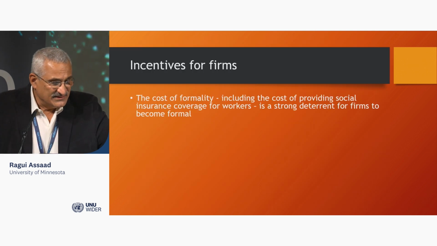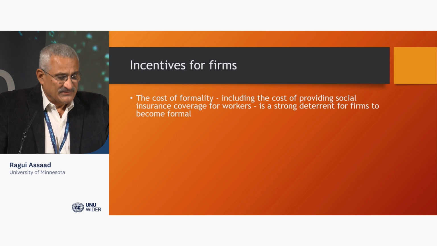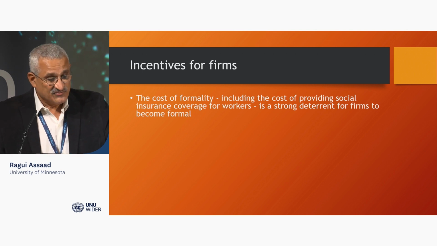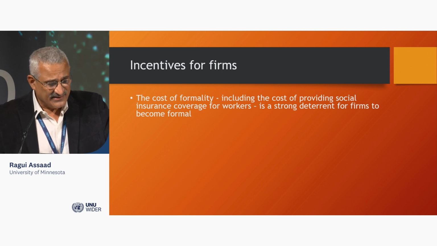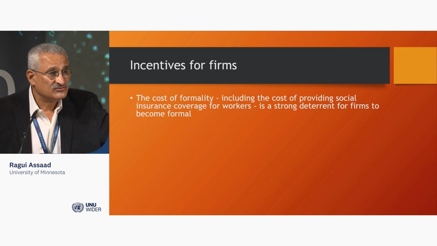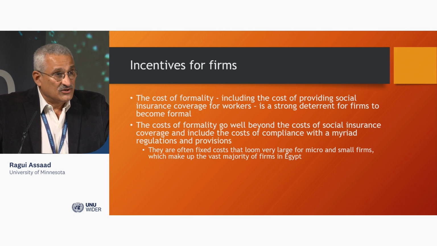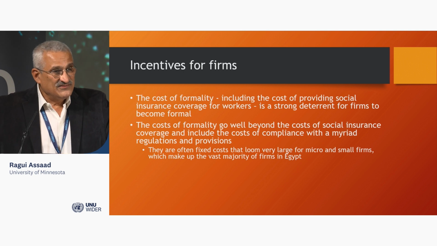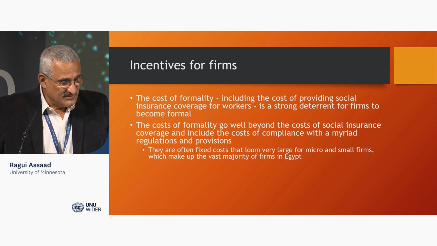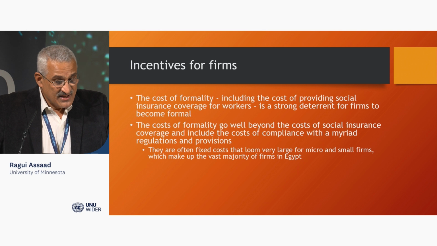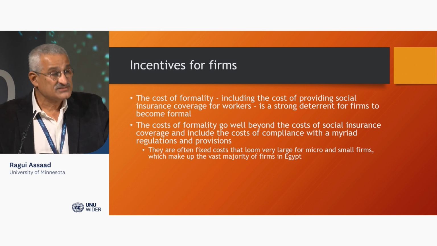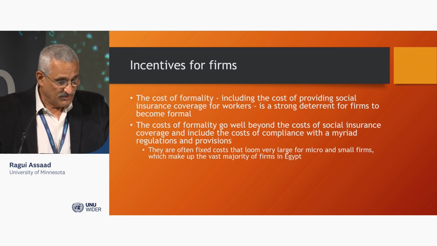So incentives. The cost of formality is high for firms, and the cost of providing social insurance, especially for low-wage workers, is quite high. It's been reduced a little bit through recent reforms, but it remains quite high. But costs of formality go well beyond the cost of providing social insurance. So even if you fix the social insurance system in terms of reducing the cost of contributions, there are still myriad regulations and provisions that provide fixed costs that loom very large for micro and small firms.